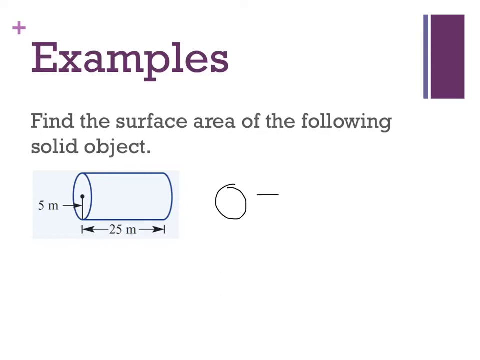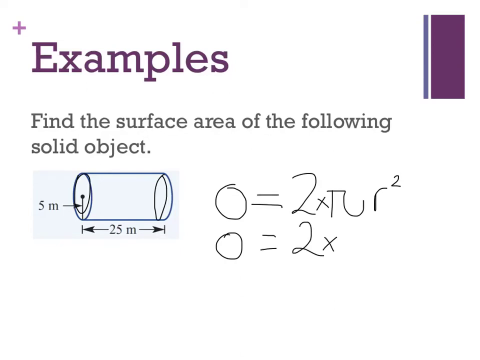Now with my circles, how many circles do I have? Well, I have a circle on the top, and then I have this other circle on the bottom here. So I actually have 2 times pi r squared. So for my circles, 2 times pi r squared, that's 2 times pi times, what was my radius? What's it told me in my diagram? Okay, here, 5 meters. 2 times pi times 5 squared.